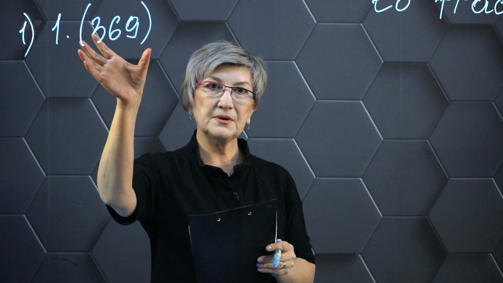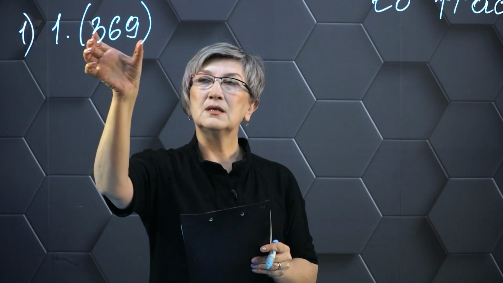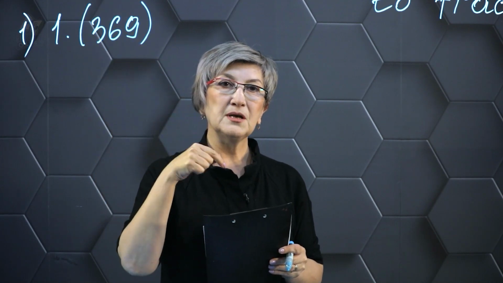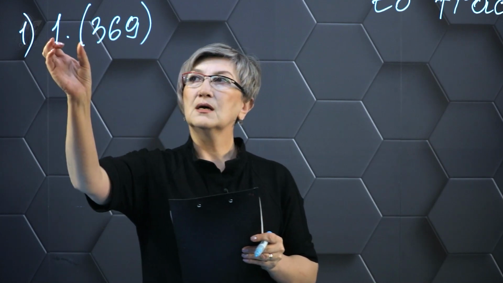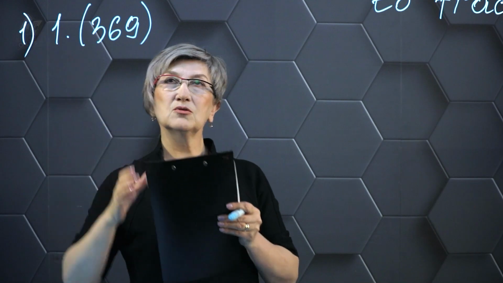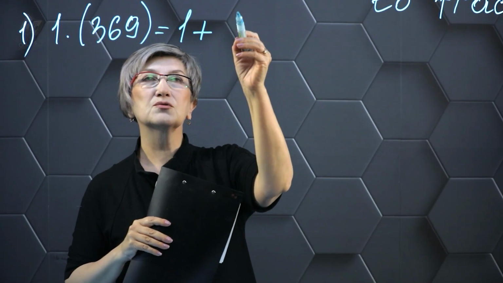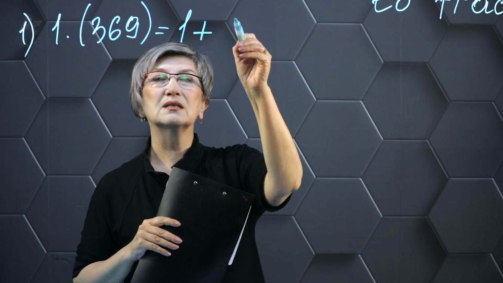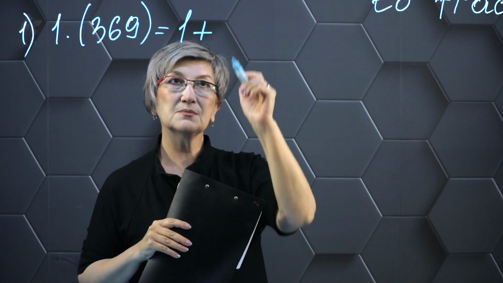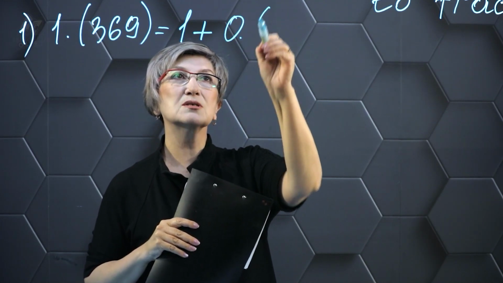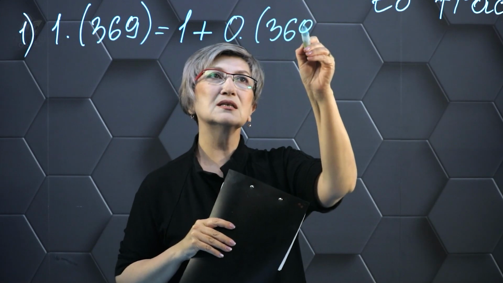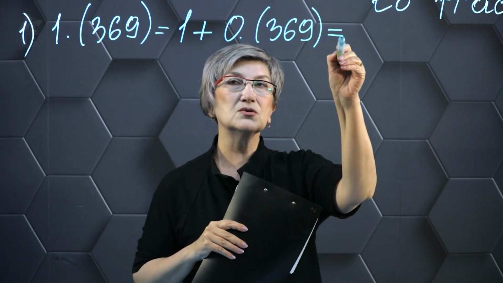As we see in this example, the three digits in the period repeat. We then have to write it down in the following form. First, we're going to write the integer separately, which is 1 whole plus 369 thousandths. How do we note it? Let's write it down as 0.(369), with 369 thousandths in the period.